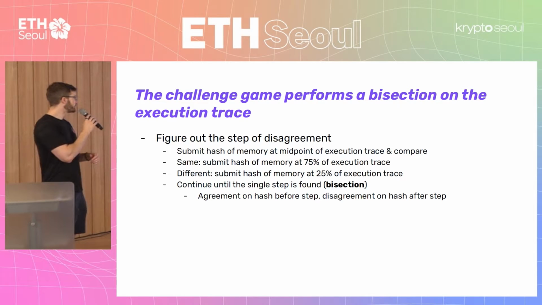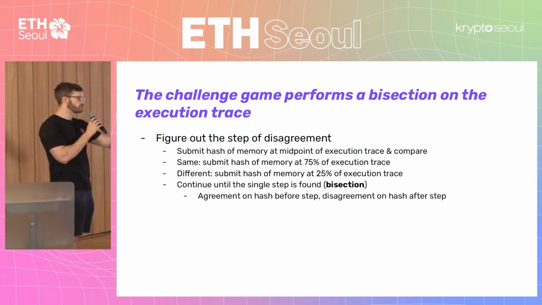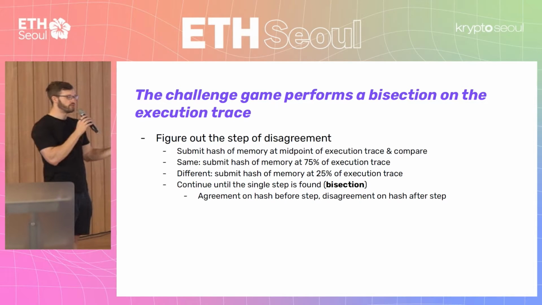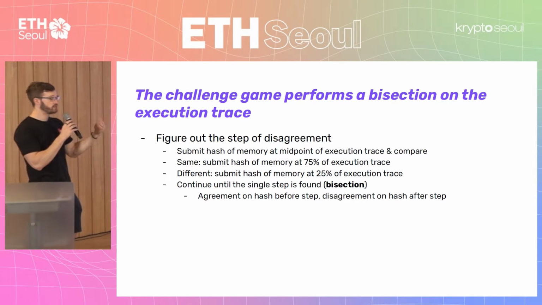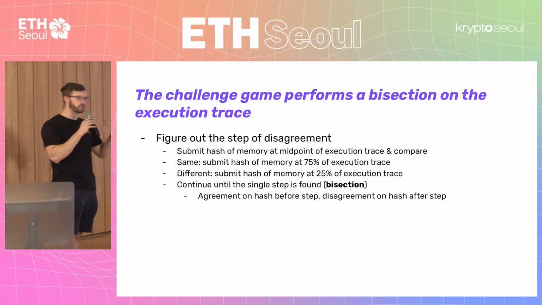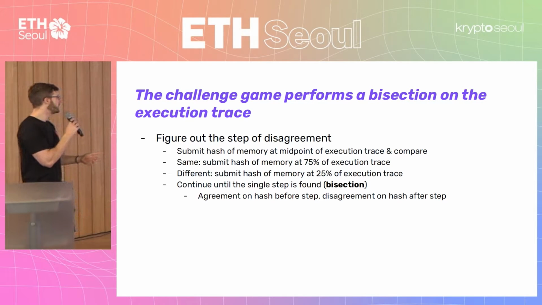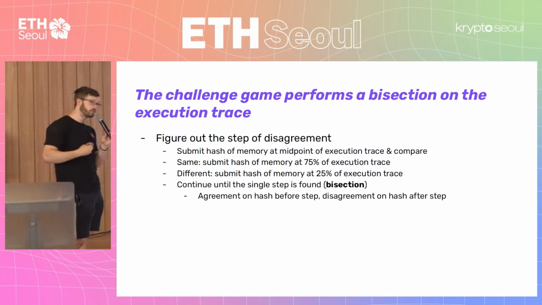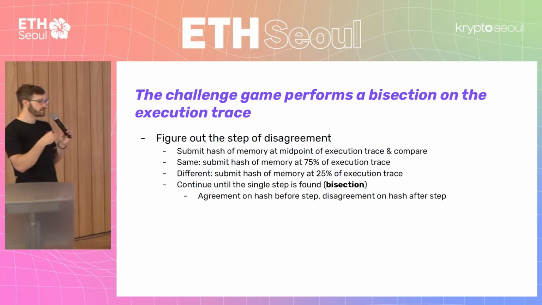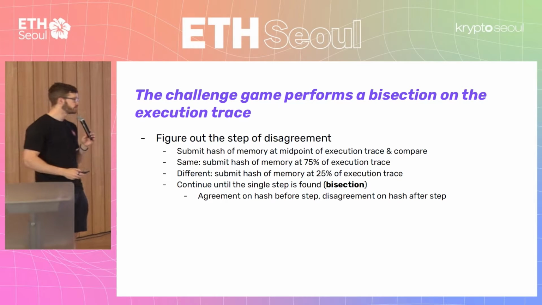If the results are the same, we go to 75% of the execution trace. That's half of the remaining span. And if it's different, it means that we disagree before, and so we go to 25%, right? So if you agree at 50%, it means the disagreement is after. If you disagree at 50%, it means the disagreement is before. And we can keep doing this, cutting the space of possible disagreement in half each time, until we find a single instruction where we agree on the memory before, but we disagree on the memory after. So executing this single step against the memory will tell us who is right and who is wrong.